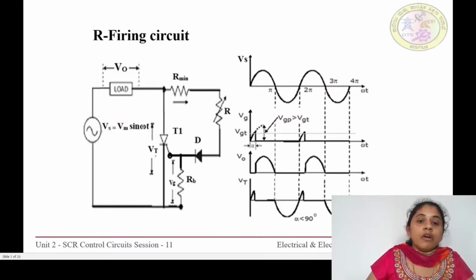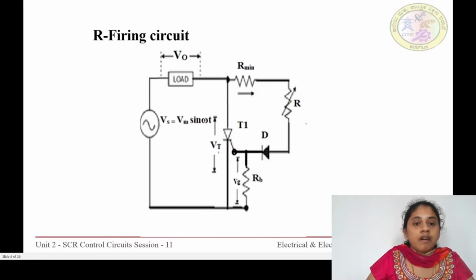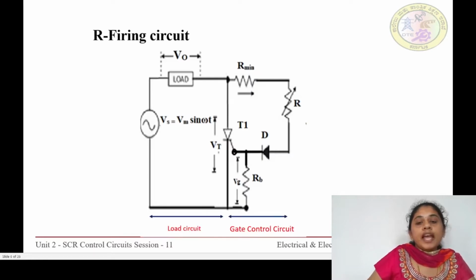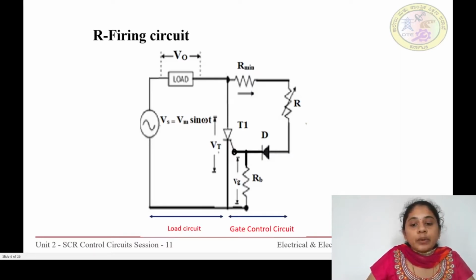First, let us see the concept of R firing circuit. R firing circuit mainly has two parts, the load circuit part and the gate control circuit part. What is the load circuit part? If the thyristor is connected to the load, then it is said to be the load circuit part. And the components which are connected to the gate come as the gate control circuit part.